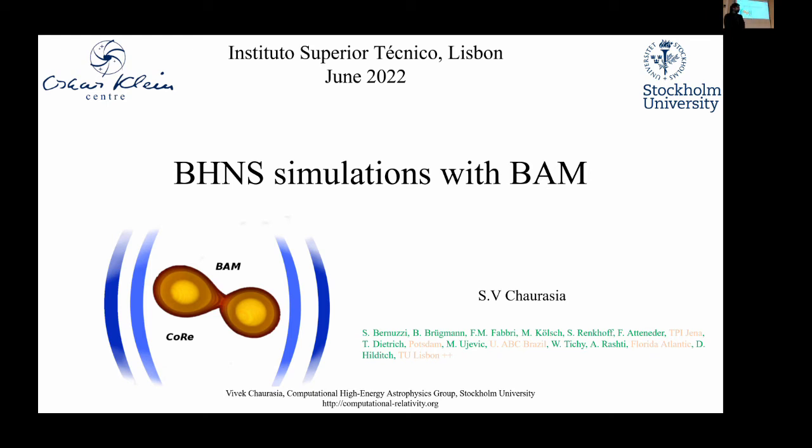So here, I want to present some progress with simulating black hole neutron star systems with the BAM code. And this code is a numerical relativity code, which was developed in Vienna in Bernd Brückmann's group, and to which David here also has contributed during its crucial development years.